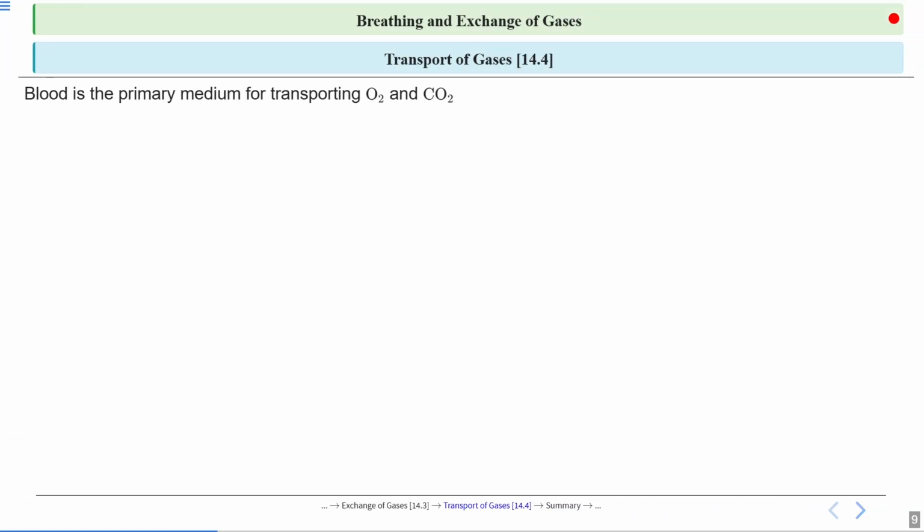Now, blood is the primary medium of transporting oxygen and carbon dioxide. Now, we will understand how the transport of gases takes place. Second topic, transport of gases, right? And which is the substance working as a transporting medium? It is blood. So blood is the primary medium for transporting oxygen and carbon dioxide. Now, we will study the transport of oxygen first.